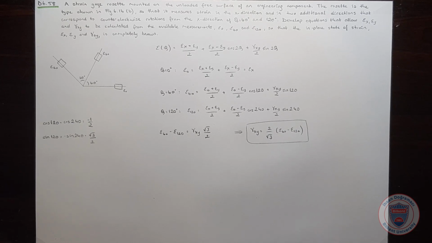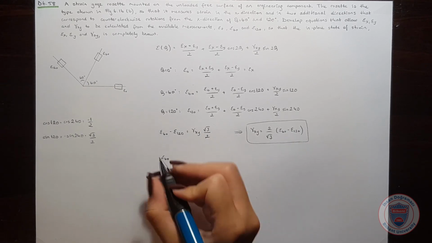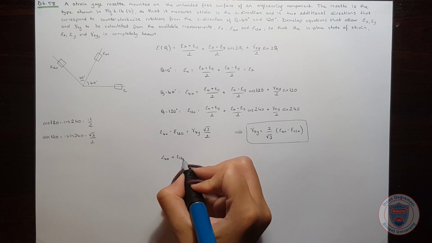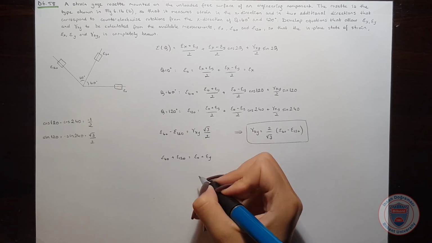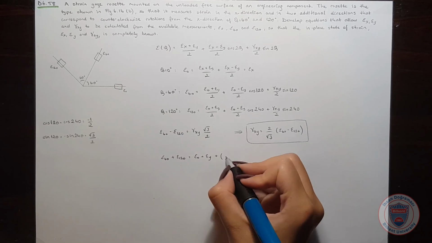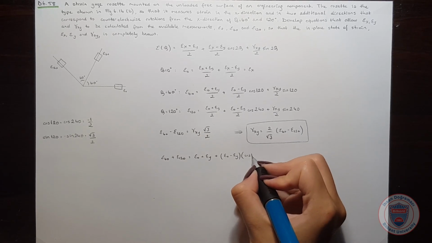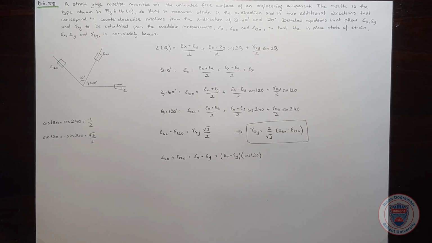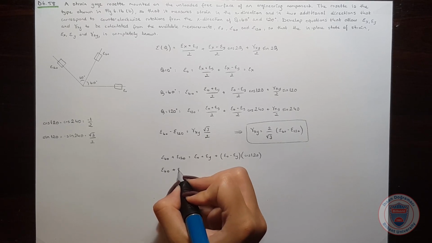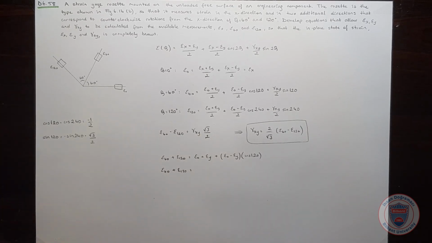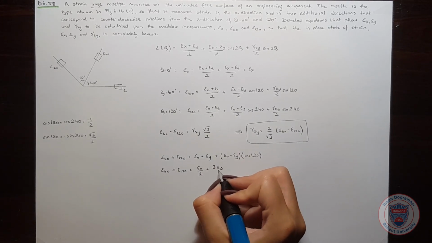Now let's find out what epsilon y is. When we add epsilon 60 and epsilon 120, we will obtain epsilon 0 plus epsilon y plus (epsilon 0 minus epsilon y) times cosine 120. So we will have epsilon 60 plus epsilon 120 is equal to epsilon 0 over 2 plus 3 times epsilon y over 2.